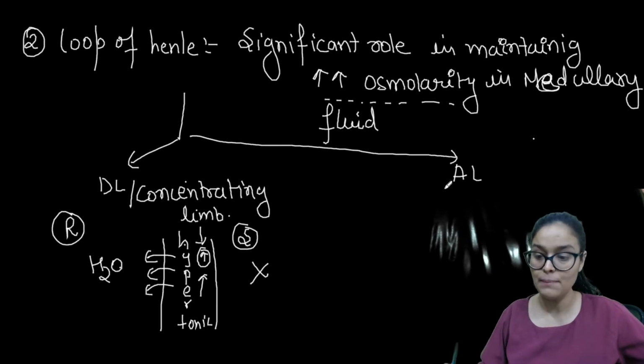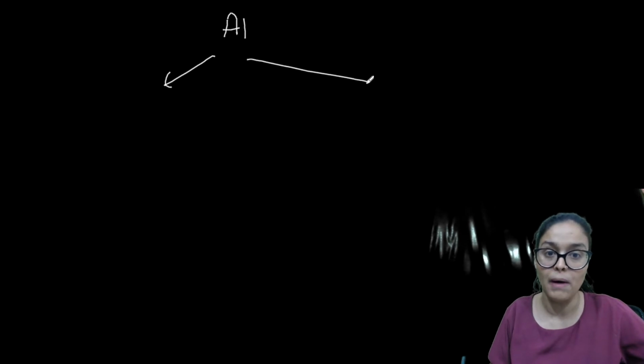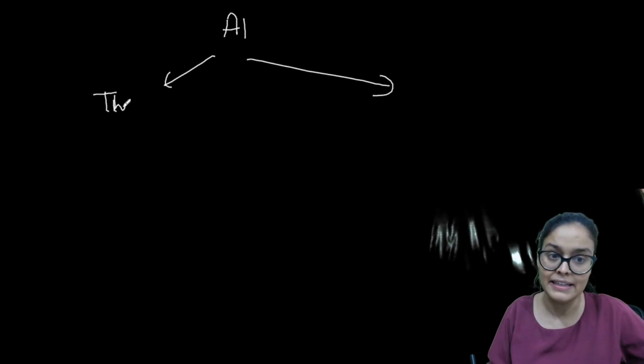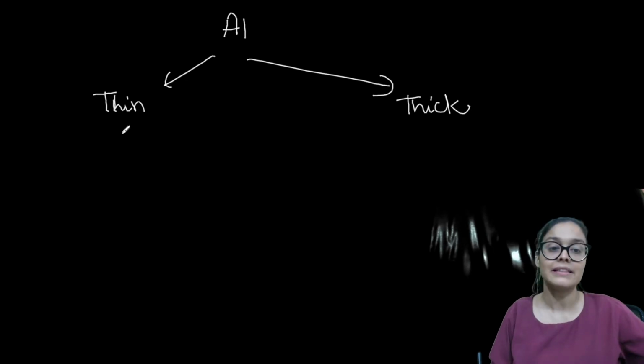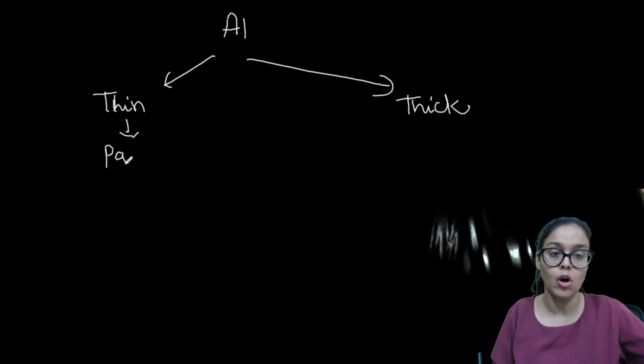And when we talk about the ascending limb, bacha, it is simple: the ascending limb has two parts, the thin ascending limb and the thick ascending limb. So remember, the thin ascending limb reabsorbs all things passively, passive reabsorption.